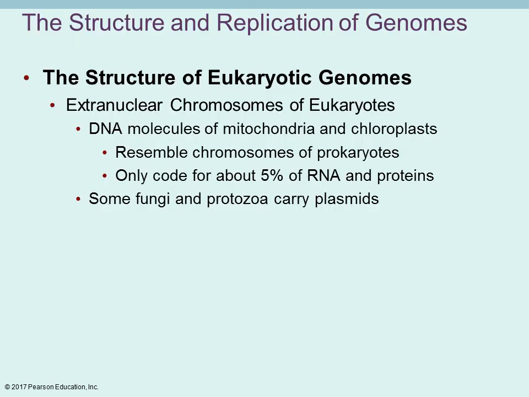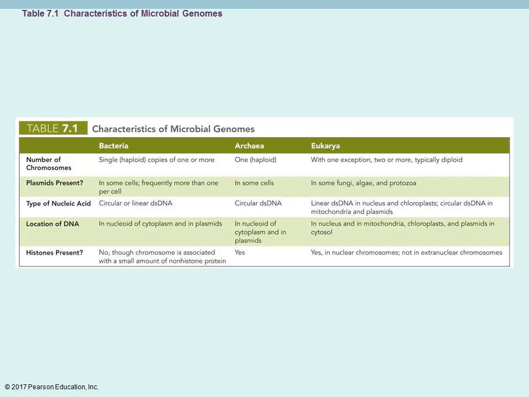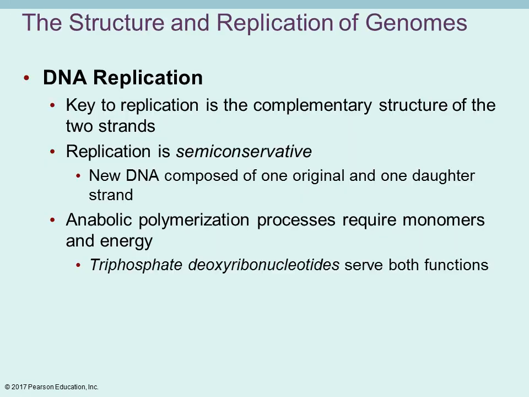In eukaryotic cells, there can be some extranuclear DNA, extra DNA that is found in the mitochondria and in the chloroplast. The DNA that is found there is circular, so it resembles more closely prokaryotic DNA. Some fungi and some protozoans may also have plasmids. So this table is showing a comparison of the bacteria versus archaea versus the eukaryote, the three different domains, and some characteristics of their genomics, of DNA characteristics.